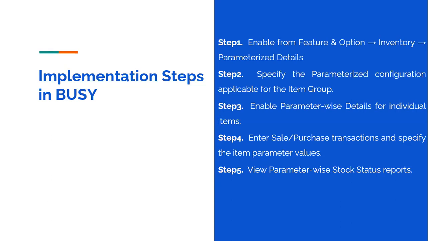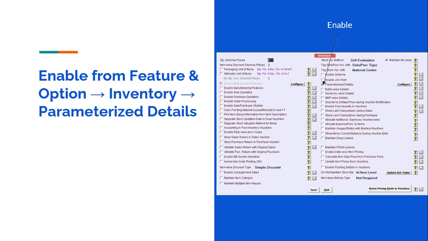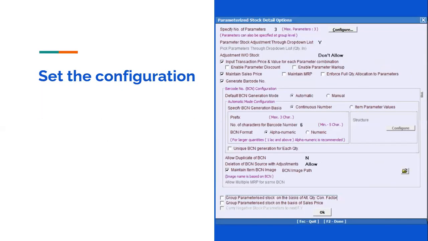Next, the fifth step is to view the parameter-wise stock status report. There are many steps to maintain the parameterized stock report. We will check them one by one. First, let's go to the configuration option and have a display view of this configuration part. By enabling the features and options, inventory parameter details, we will get this configuration button, where you can see that there are many options which we need according to our organization. But I repeat once again, we can create a maximum of 3 parameters.